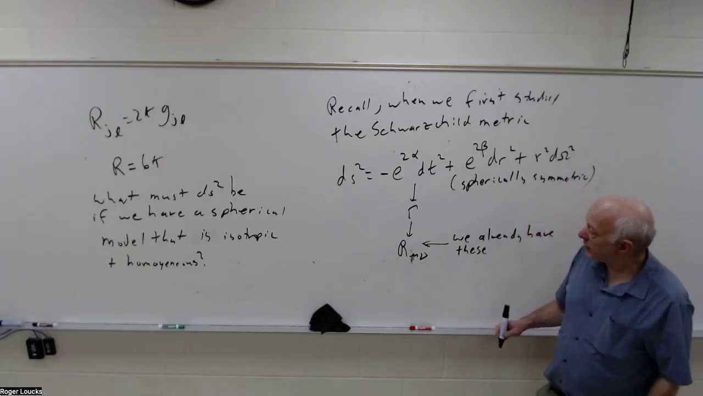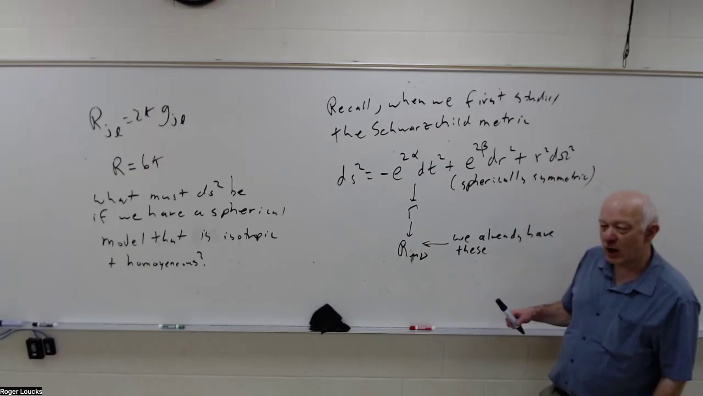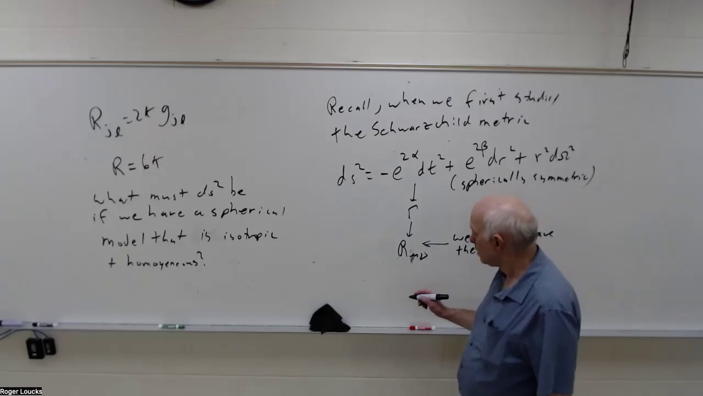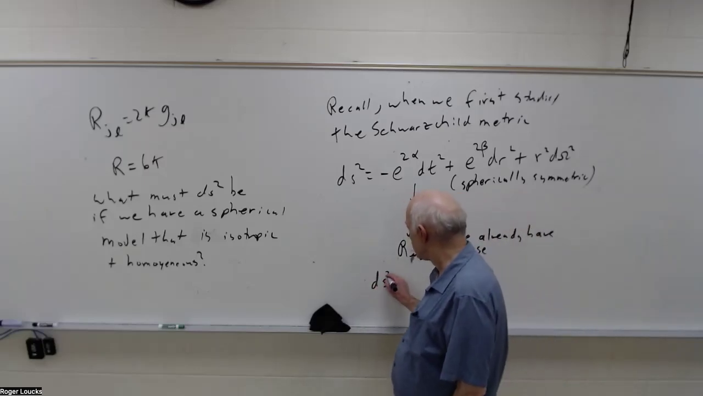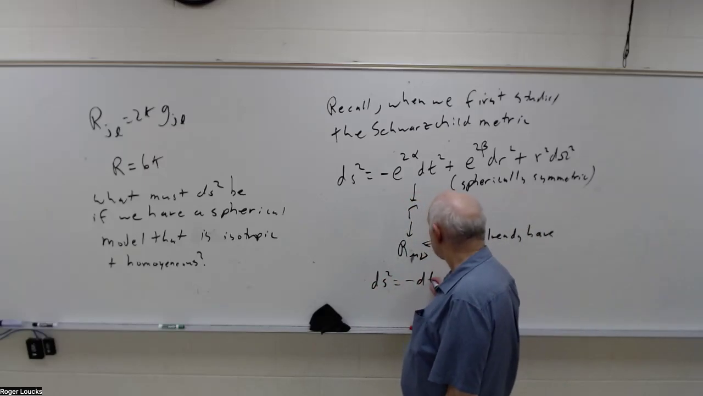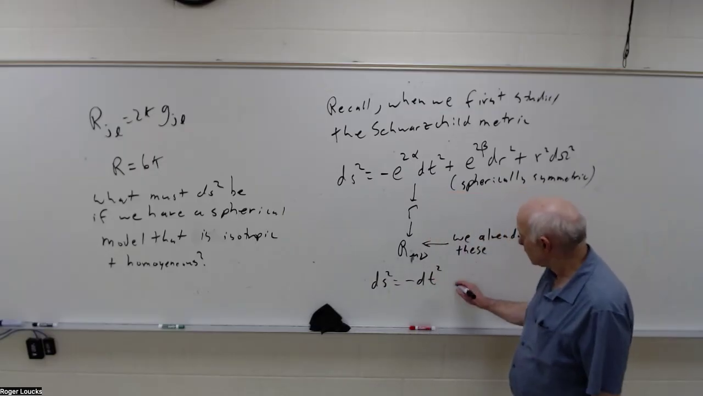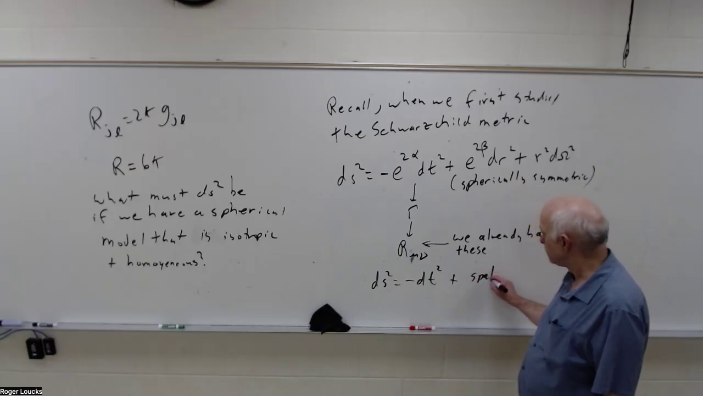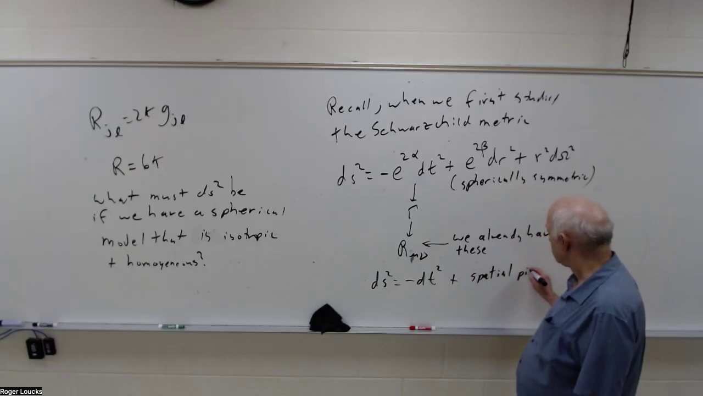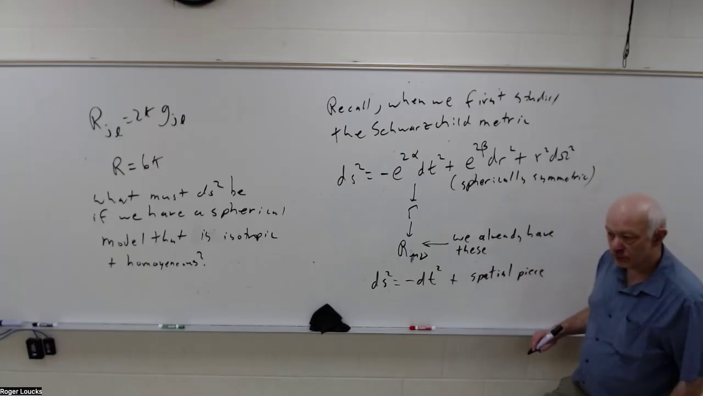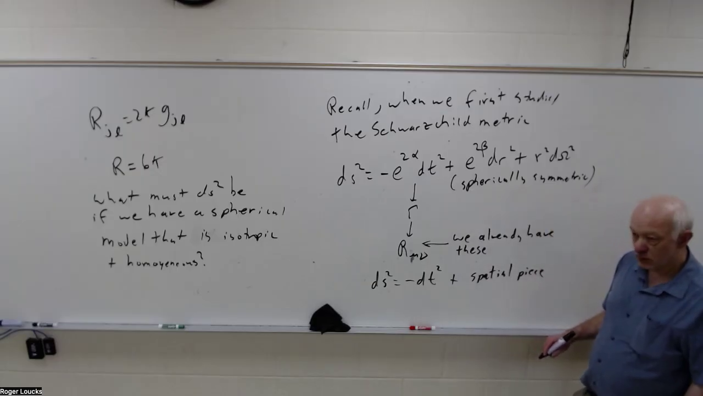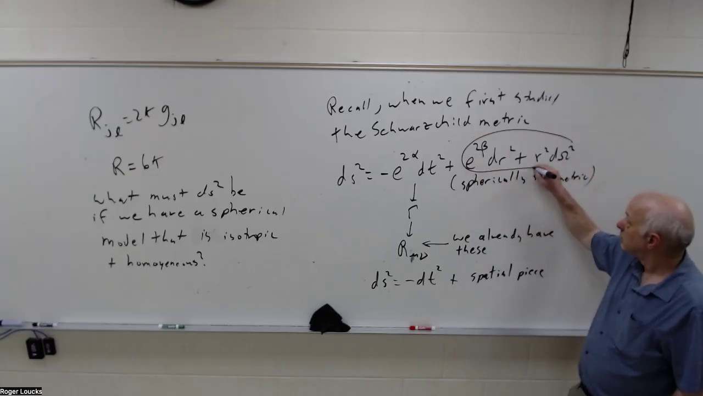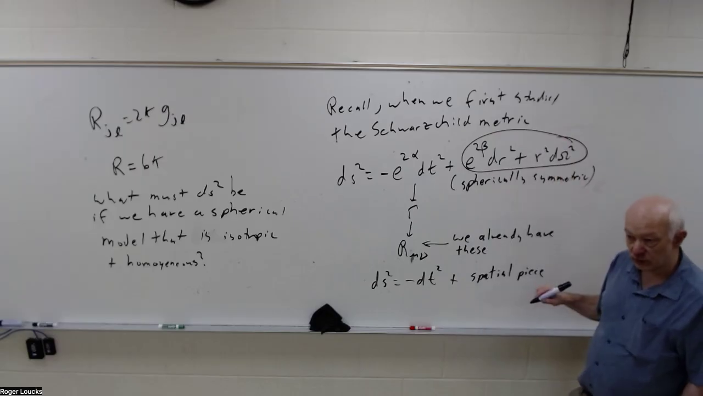So what we're going to do is, if I wanted my universe to be spherically symmetric, what am I going to do? For our universe, I'm going to have this, and then I'm going to have my spatial part. And what is this going to be here? Well, it's basically just going to be this part right here, because that guarantees spatial symmetry.